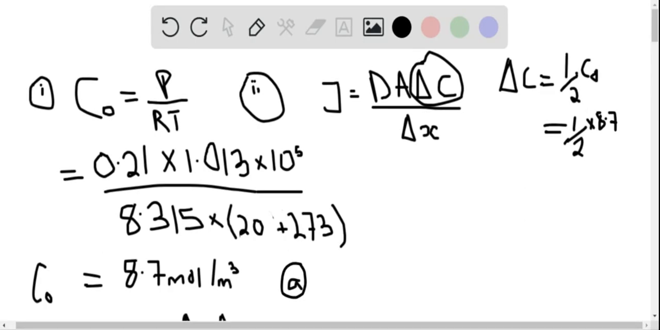So there you have it. And now we can input the value of this calculation into our equation right here. So J is equal to, and we've been given the diffusion constant, which is 1 times 10 to the power negative 5 meters squared. So using the diffusion constant given in the question and the change in concentration, we can find the diffusion rate.